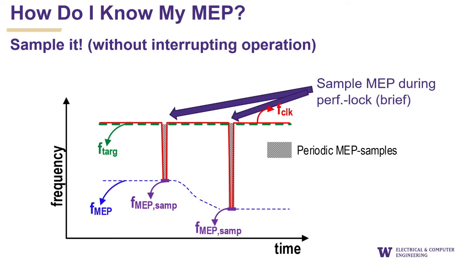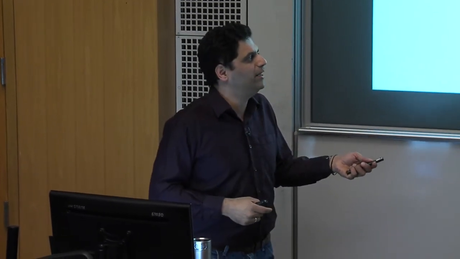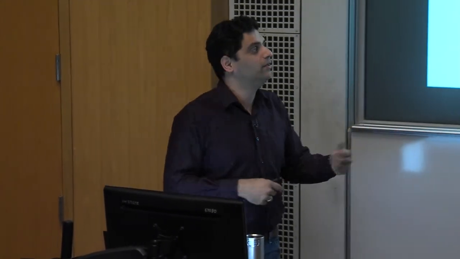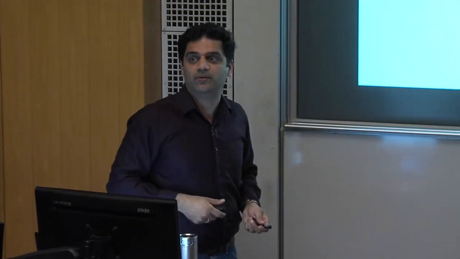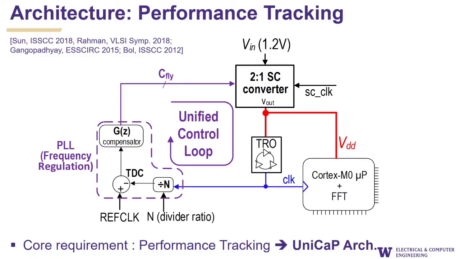This is a very brief duration, which I can account for, for any performance loss that may occur. But now I know, at a relatively frequent enough beat, what my minimum energy point is like. And if my required frequency drops below it, I'm going to autonomously switch to minimum energy operation, right? So I just rely on sampling. So what do we do?